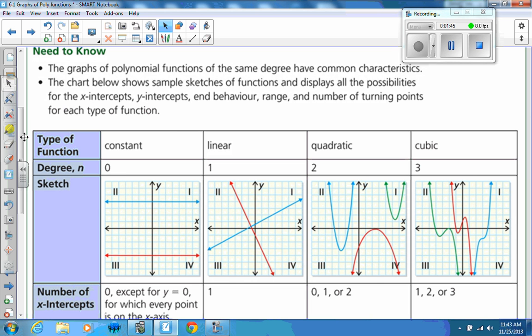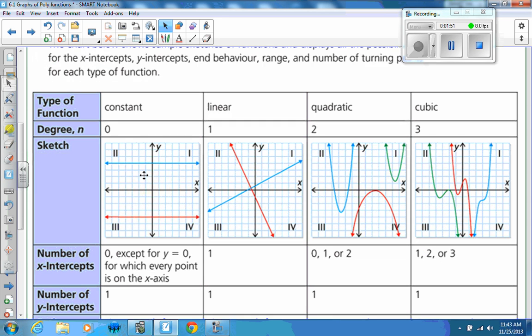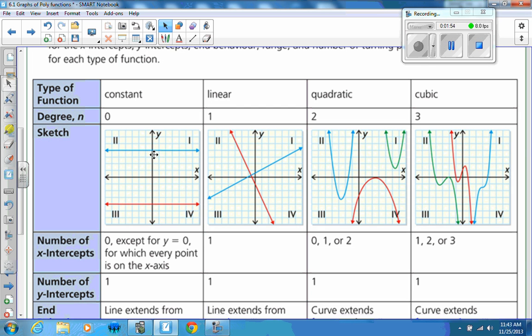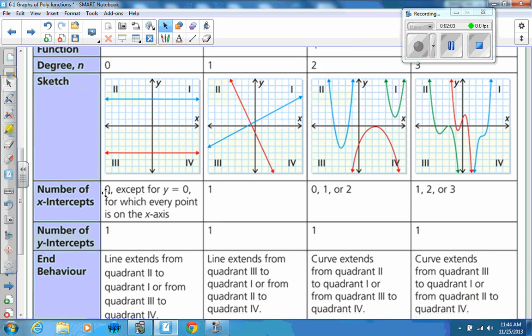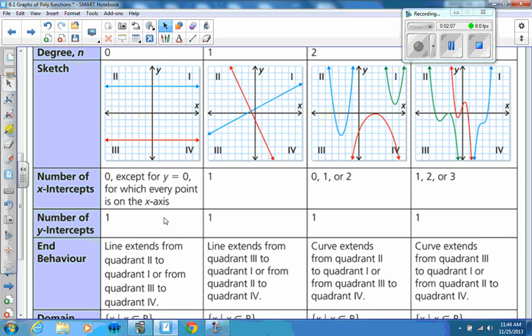So for example, if you look down the first column where it's a constant, it has a degree of 0. This is a graph where y is equal to 4 or y is equal to negative 4. So there's actually no x variable in this graph. Okay, so there'd be 0 x-intercepts except if y was equal to 0. And the number of y-intercepts would be 1 because it just crosses the y-axis at one point on the graph.